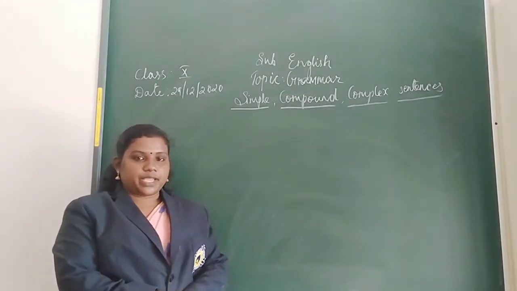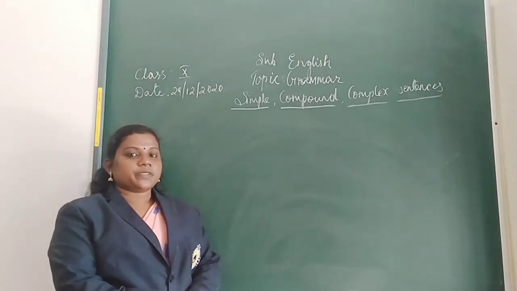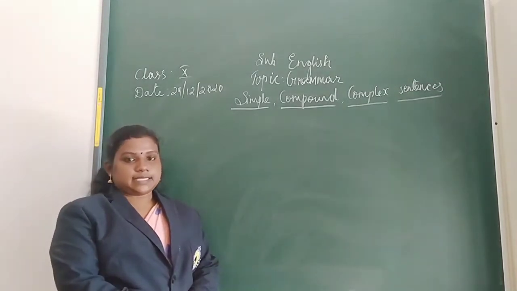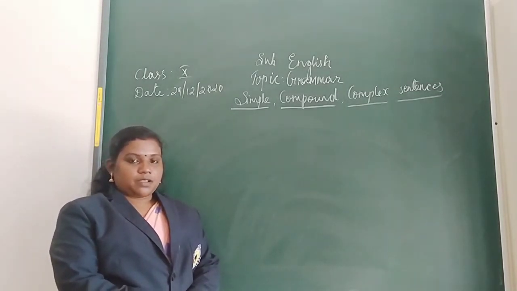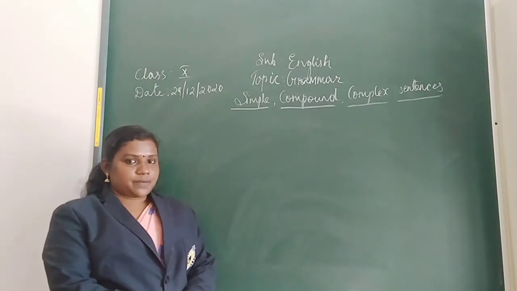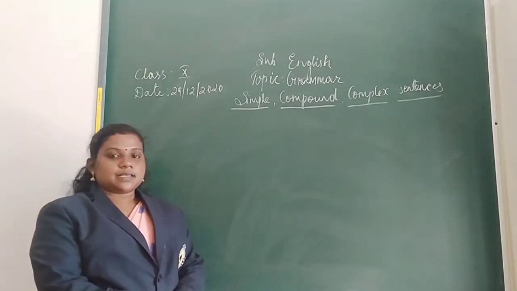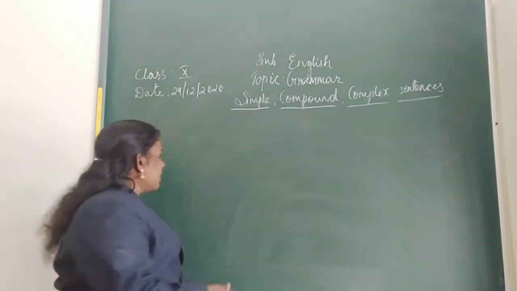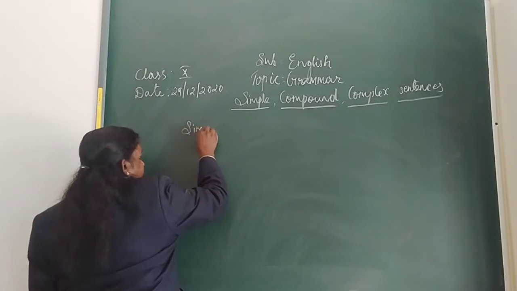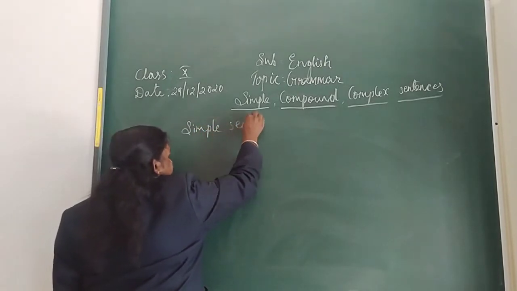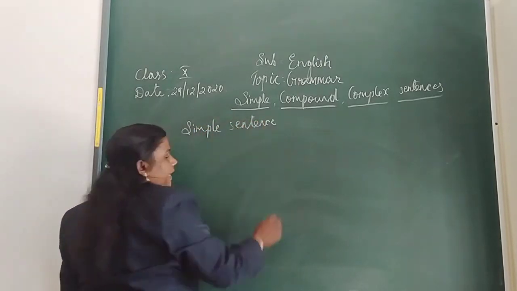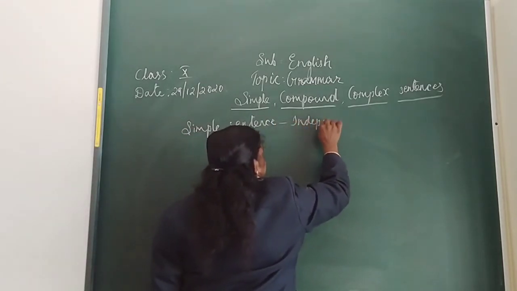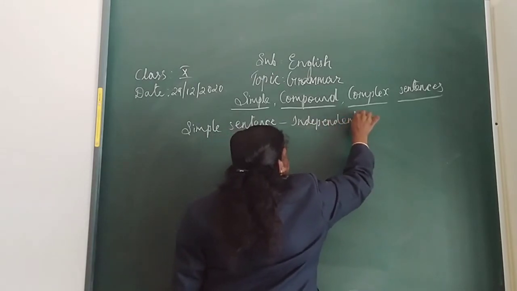English class. Today in this class I am going to teach you a grammar portion, simple, compound, complex sentences. What is a simple sentence? A simple sentence is an independent clause. Okay, first, simple sentence. It is an independent clause.